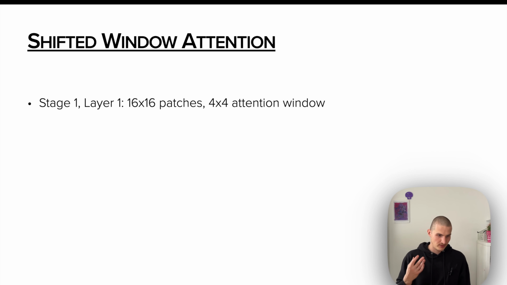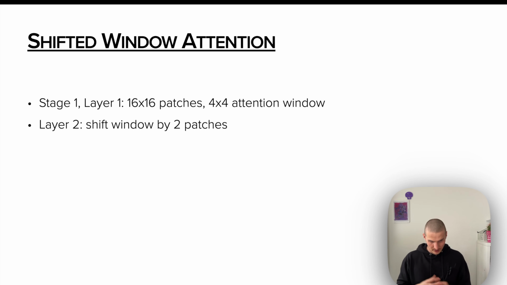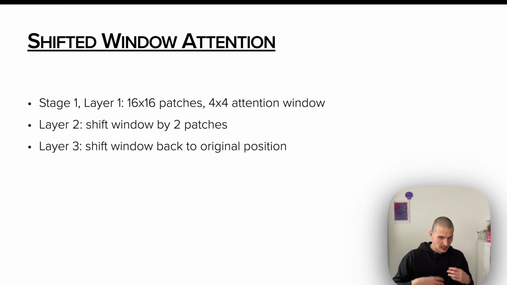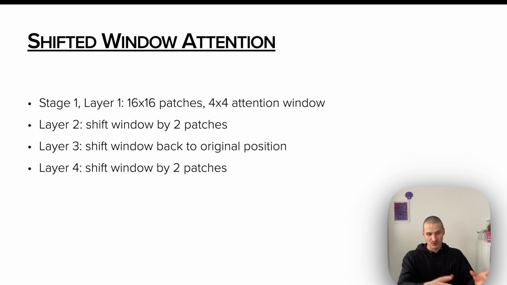We start with the first image divided into patches, let's say 16 by 16 patches, 4x4 attention window. Then on the first layer, we just apply the window as is. On layer 2, we shift the window by 2 patches to the right and down, and again, compute this window attention. Layer 3, the window is back to normal, and we compute the window attention again. Layer 4, again, we shift the window by 2 patches, and so on.